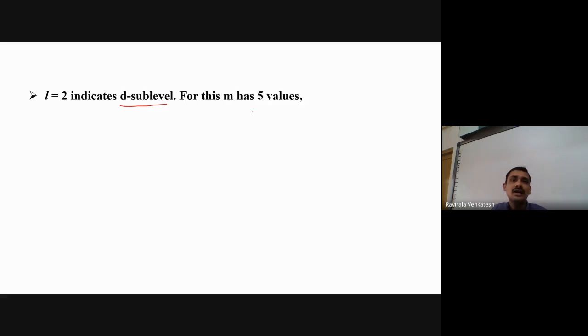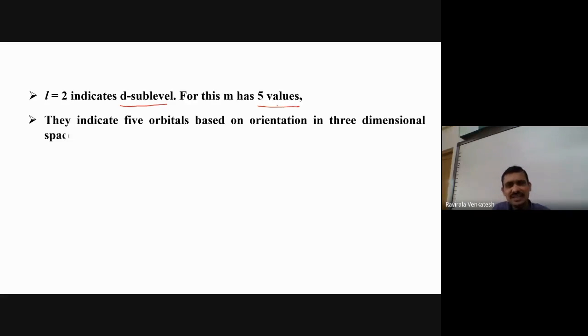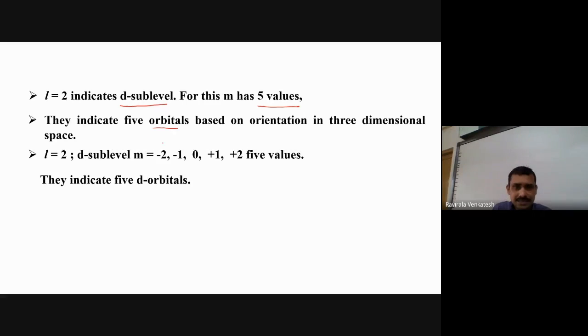D orbital. Now it will have 5 values. Isn't it? 5 values. Each value indicates what? Each orbital actually, based upon their orientation in the three-dimensional space. Now L is equal to 2, what values are they going to have? Minus L to plus L.